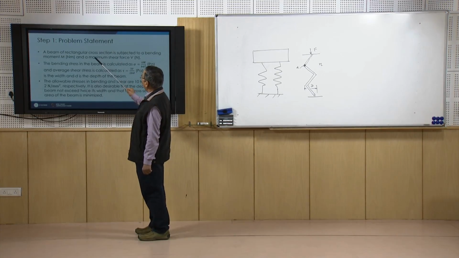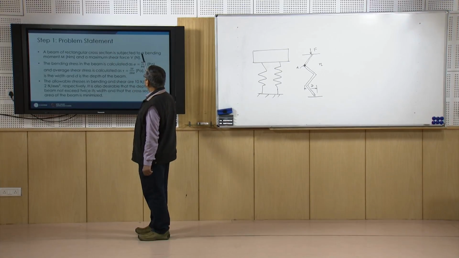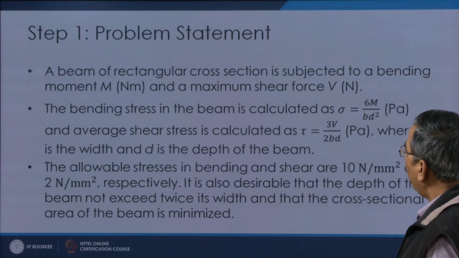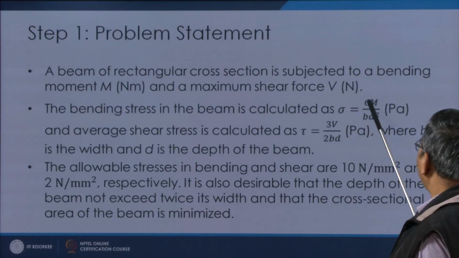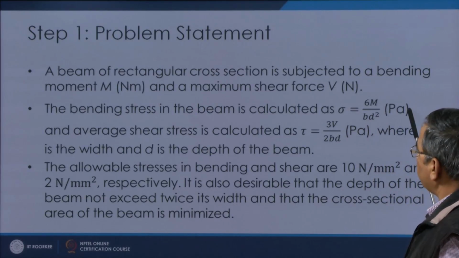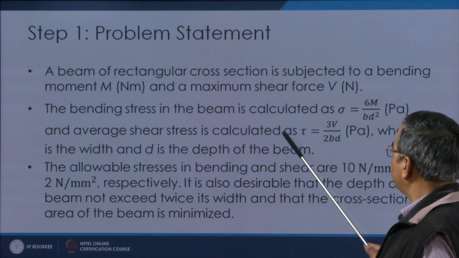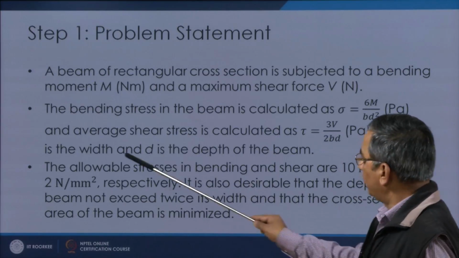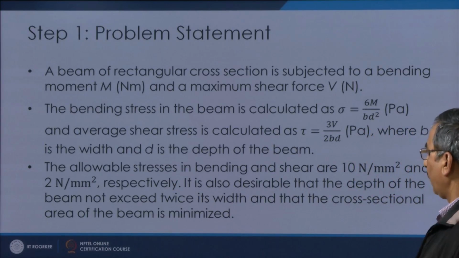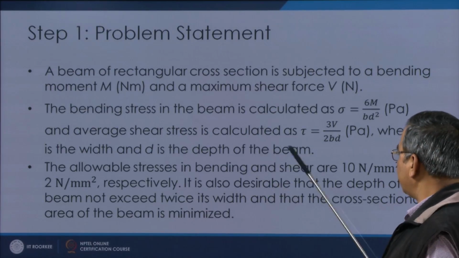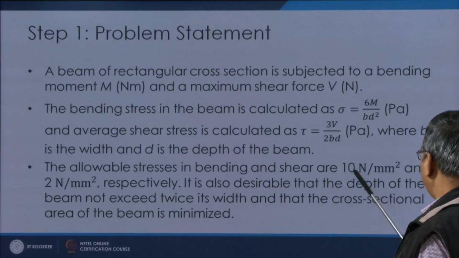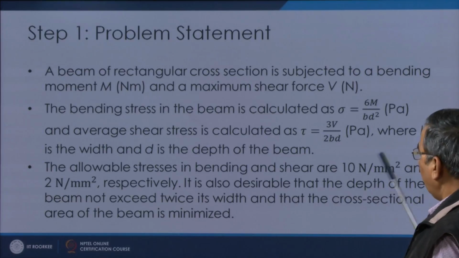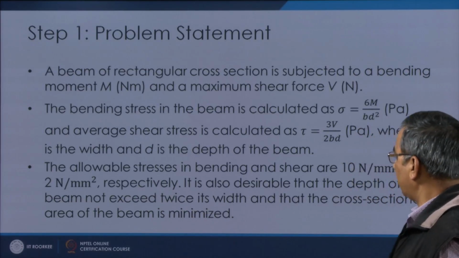The problem is that a beam of rectangular cross section is subjected to a bending moment and a maximum shear force. Now, the bending stress in the beam is calculated by 6M upon B D square Pascal, and the average shear stress is calculated as tau equals 3V upon 2 B D Pascal, where B is the width and D is the depth of the beam. Now, the allowable stresses in bending and shear are given as 10 Newton per millimeter square, which is the same as megapascal, and 2 Newton per millimeter square respectively.